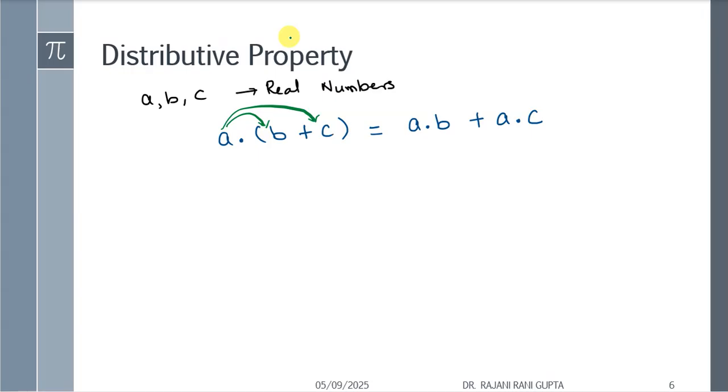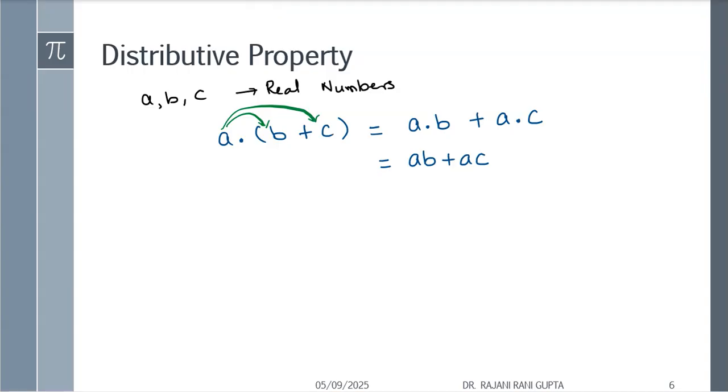So the multiplication is distributive over addition. So this order will remain the same, like multiplication will get distributed over addition. So this is the distributive property. Sometimes they don't write A dot B, A dot C. They simply write AB plus AC. Some books, some authors use this because it's understood that if there is no operator, it means multiplication.